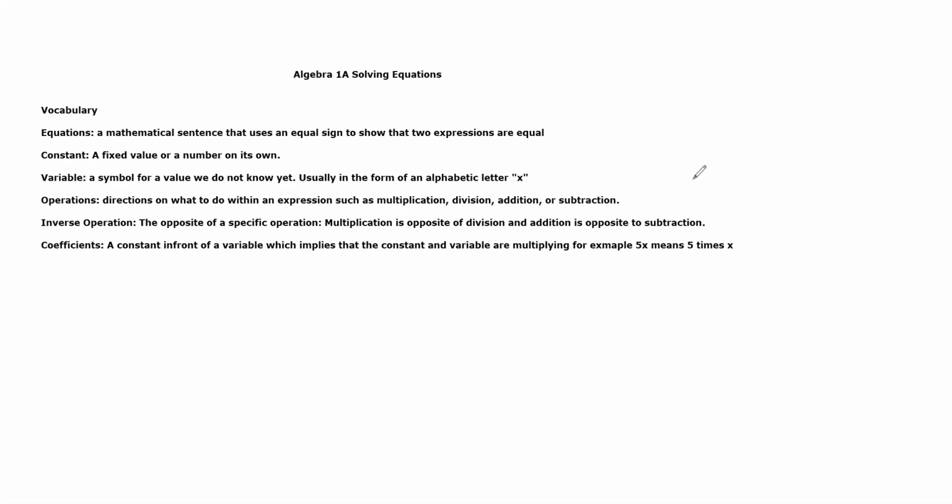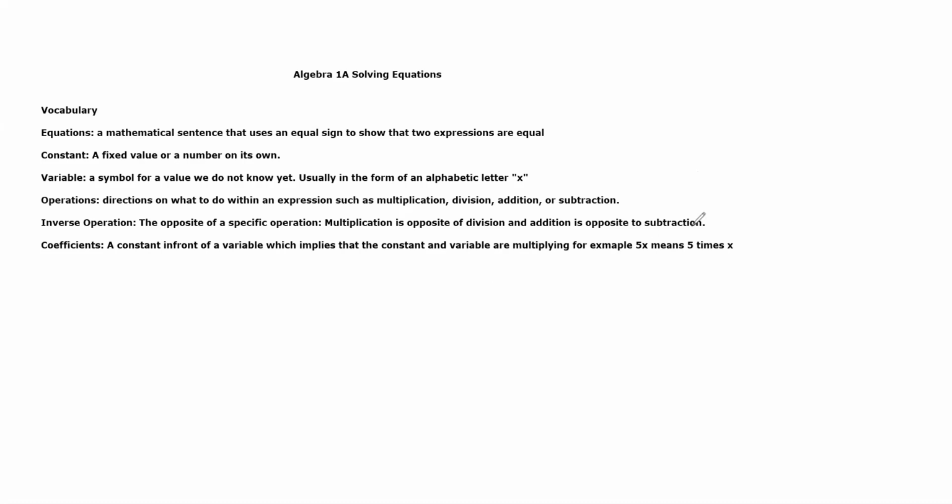And coefficients. A coefficient is just a constant in front of a variable, which implies that the constant and the variable are multiplying. So for example, 5x just means 5 times x, or 5 multiplying by x.